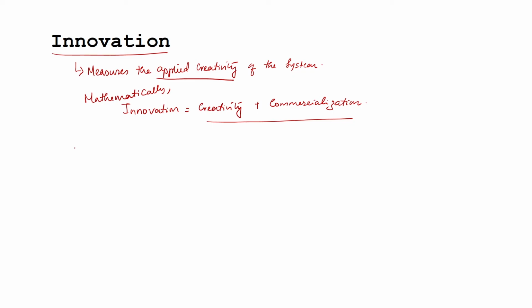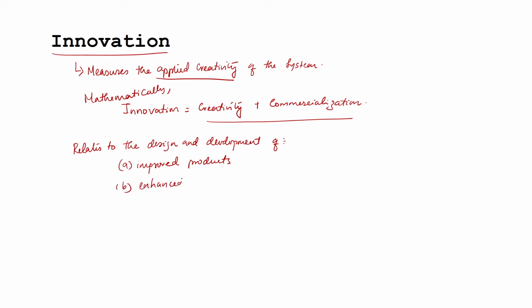Where does it relate to? It relates to the design and development of A, improved products, B, enhanced services, C, re-engineered or optimized processes, etc. That is the aspect of innovation, the applied creativity. If you go to Japanese organizations, you will see a term called Kaizen, which means continuous improvement. It is also another way of looking at applied creativity.